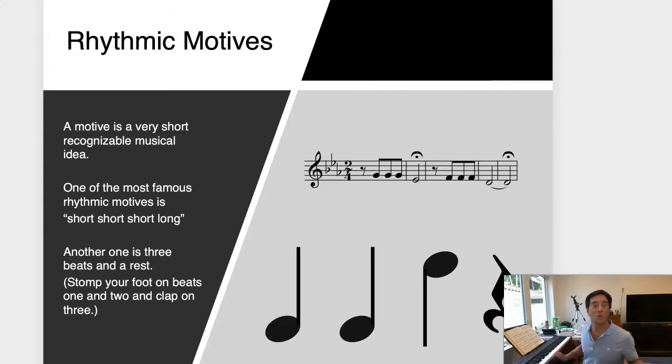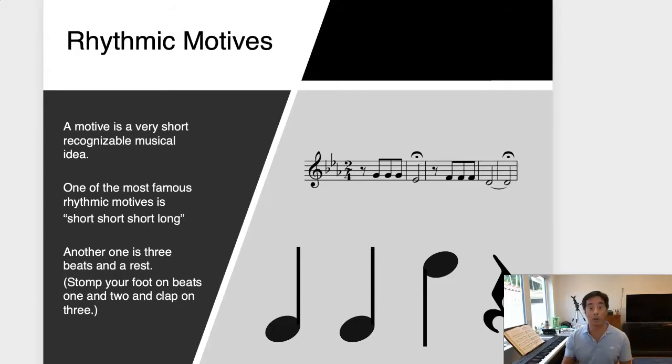So, short, short, short, long. Everybody recognizes that pattern, I think, as Beethoven's Fifth Symphony. And it sort of has this feeling of fate. That's why if you're a kid running around, you go da da da da. That means that something maybe bad is about to happen.